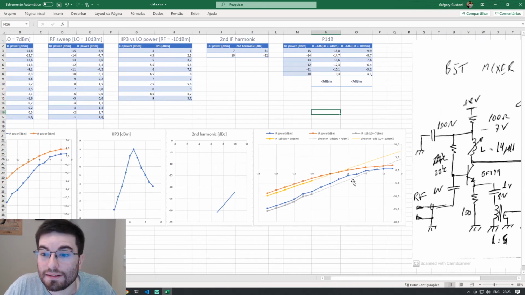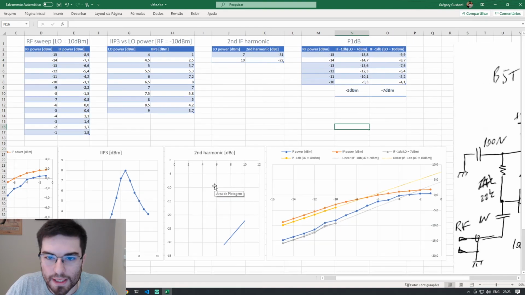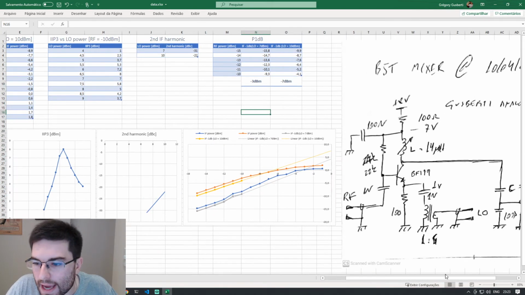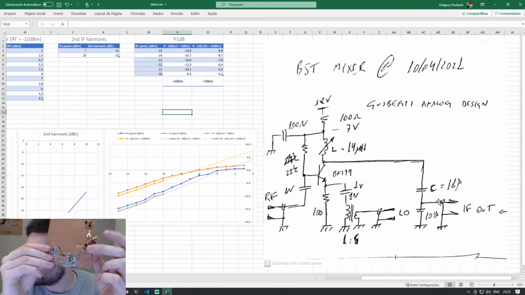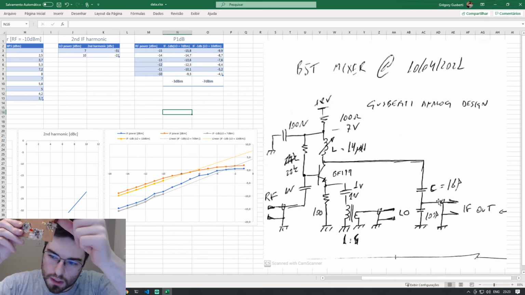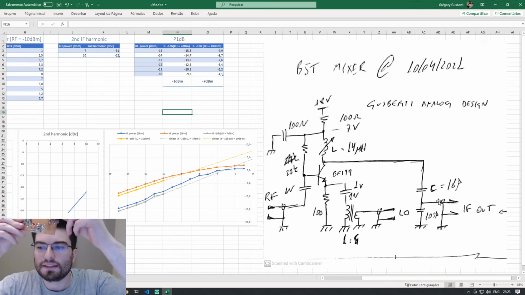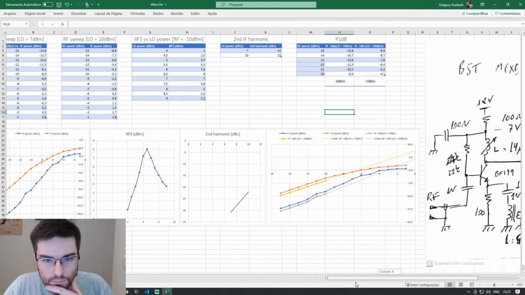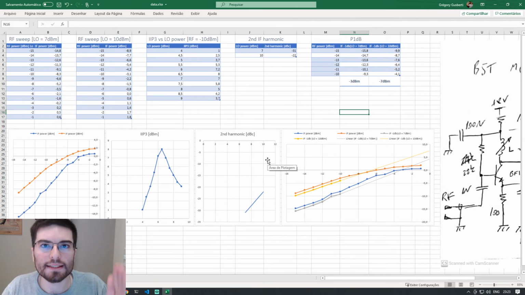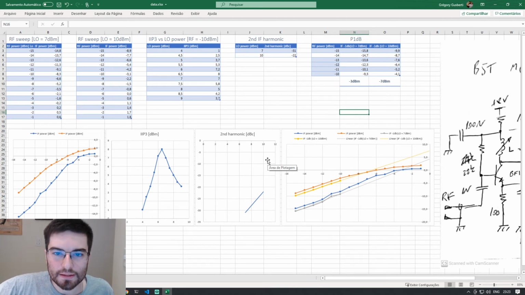We can see this behavior also looking at the power of the second harmonic of the IF. So guys, in this setup here, my IF was 10 meg. 10 meg, okay? So I entered this circuit with 100 meg, 110 meg, and IF was 10 meg. We can see, guys, the power at the second harmonic of the IF frequency. So the second harmonic is 20 meg because our IF is 10 meg.